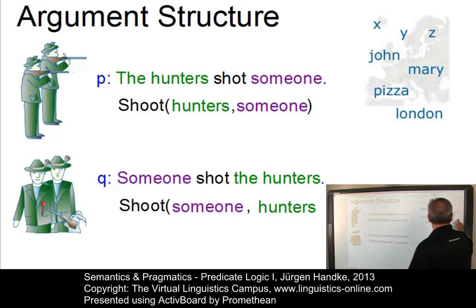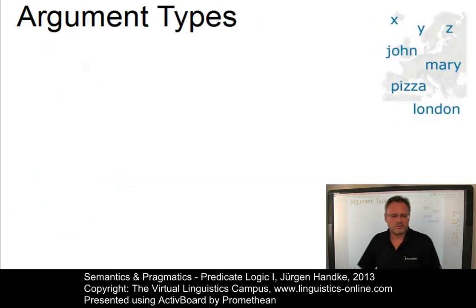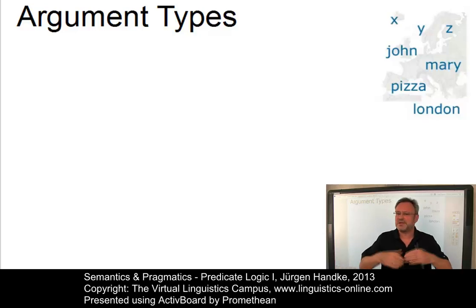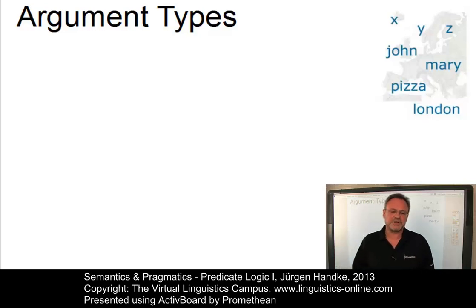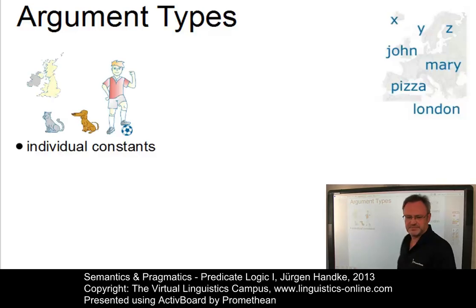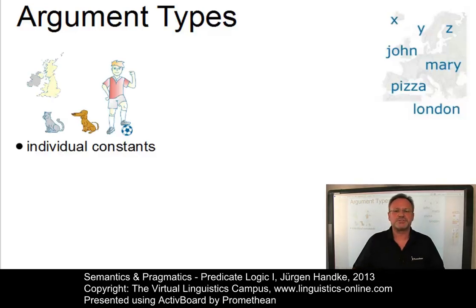Well, and what about the argument types? The arguments of a predicate are entities minimally involved in the property or relation expressed by the predicate. If one is missing or unspecified, the predication is incomplete. The arguments of a predicate themselves may be any logical term. The simplest argument type is referred to as individual constant. An individual constant is a term that refers to a particular individual in the world.